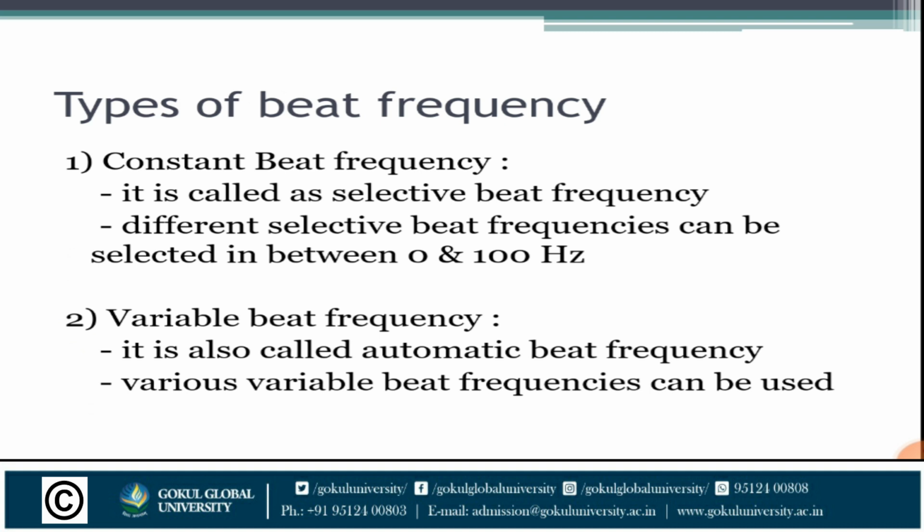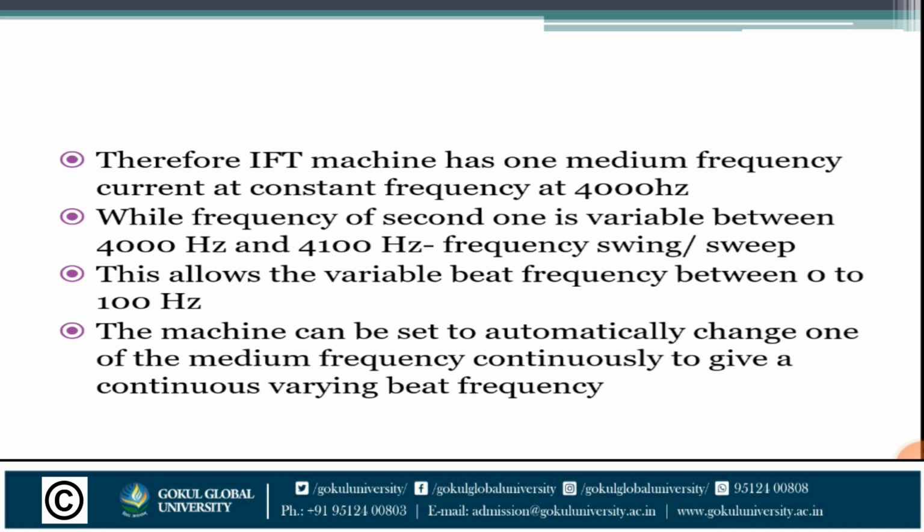Types. Now we go through the types of beat frequency. There are constant beat frequency and variable beat frequency. Constant beat frequency is called selective beat frequency. Different selective beat frequencies can be selected between 0 to 100 Hz. Variable beat frequency is also called automatic beat frequency. Various variable beat frequencies can be used.